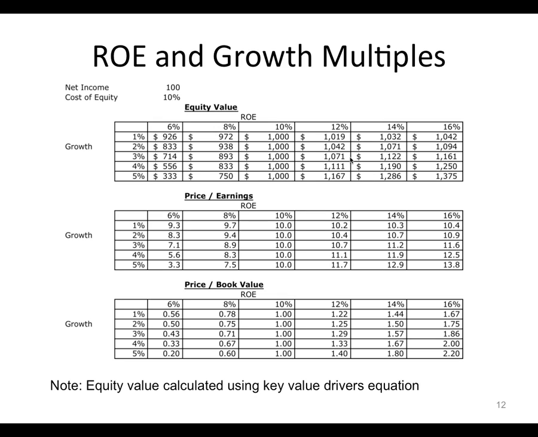Again, ROE is the net income, key value drivers, gets me a value, equity value, and price to earnings, just divide by the net income. These are the PE multiples. Price to book is related to PE. Again, high PE, high price to book. Low PE, low price to book. Spread drives price to book.